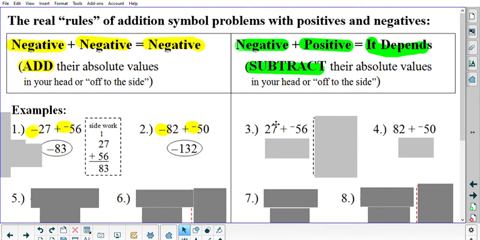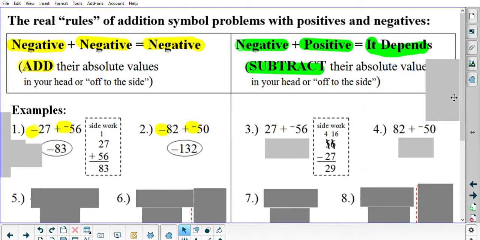Check it out. We have a positive 27 and a negative 56. I'm going to subtract in my head, or if I have to, off to the side. Now, one thing I should point out real quick. When you subtract in your head or off to the side, you're going to have to put the number with the bigger absolute value on top. I hope you see that's what I did.